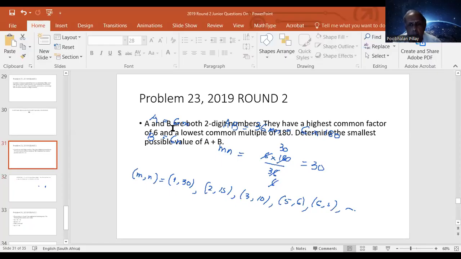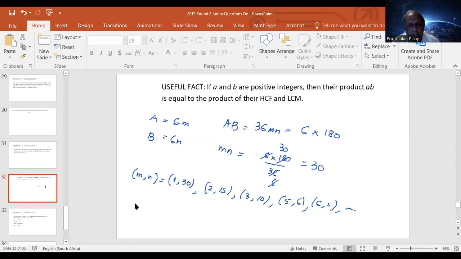They said, determine the smallest possible value of a plus b. Okay, let's go back and see what a plus b is. It is 6m plus 6n. Right, that's a and that's b. And that is 6 into m plus n. So we want the smallest possible value of this. In other words, we want m plus n to be as small as possible. What is the smallest possible value for m plus n?